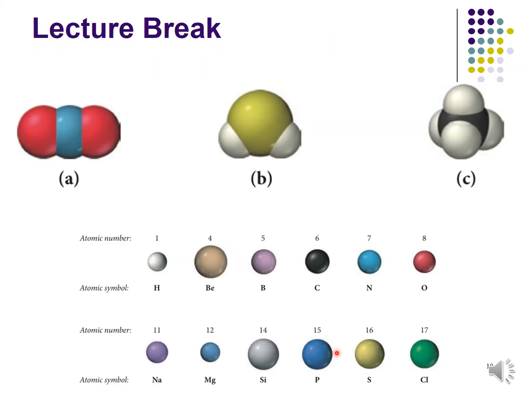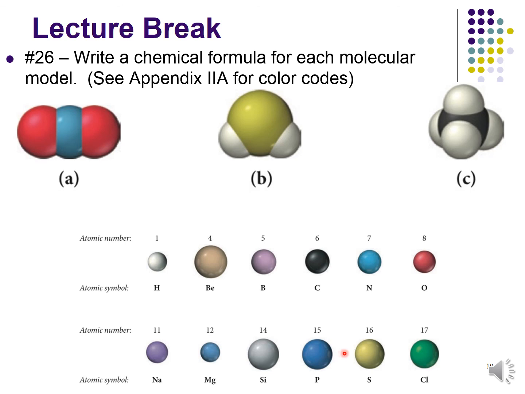Alright, the last thing we're going to look at is one more problem. Write a chemical formula for each molecular model. See Appendix 2A for color codes. So this little chart down here is from Appendix 2A. It's showing us the color of these atoms, what they represent, and these are standard colors. So oxygen is always red, carbon's black, hydrogen's white. So really we're just matching up the colors and then determining how many there are.